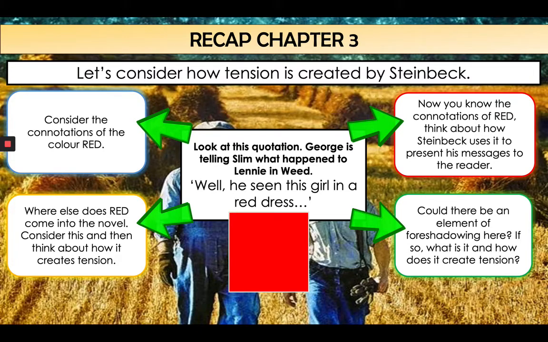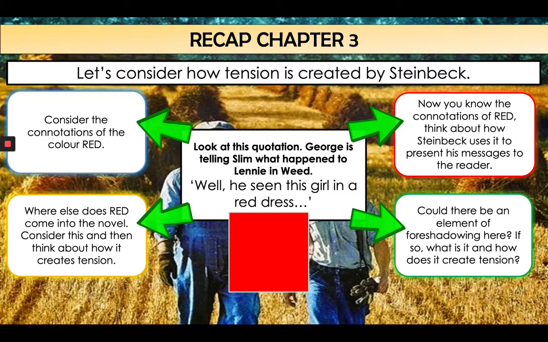The question underneath says, where else does red come into the novel? Can you think where else we've come across the colour red before? Hopefully you've remembered that when we first meet Curly's wife, she is wearing red. She's got red lipstick on, red fingernails, and red shoes.